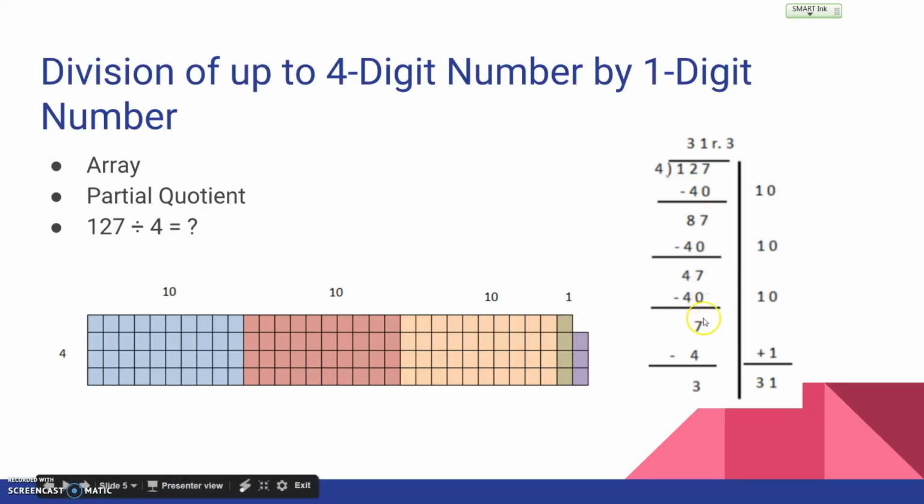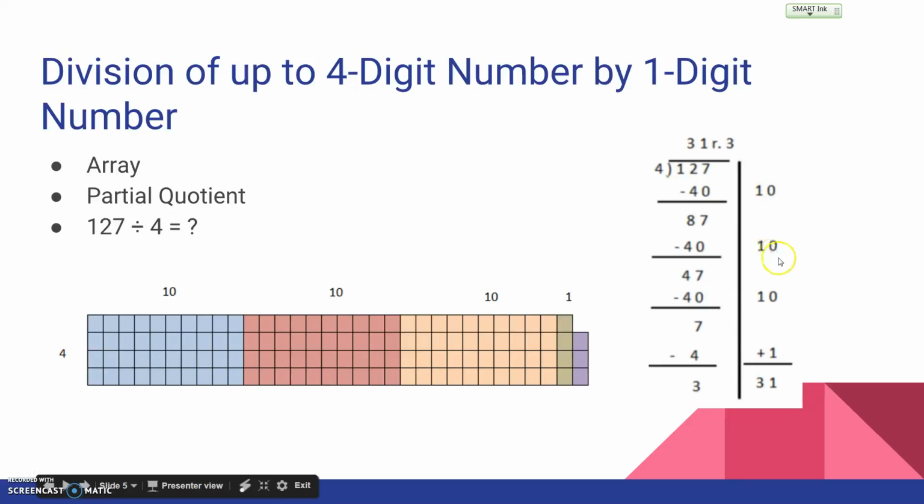So when I subtract, I have 7, and I think, can I make another group of 4? Yes, I made one more group of 4. So I made the notation that I used one group of 4, and that used up 4 more. And when I subtract, I see I have 3 left. So if I have 3 left, can I make another group of 4? No, I don't have enough. So this is my remainder.